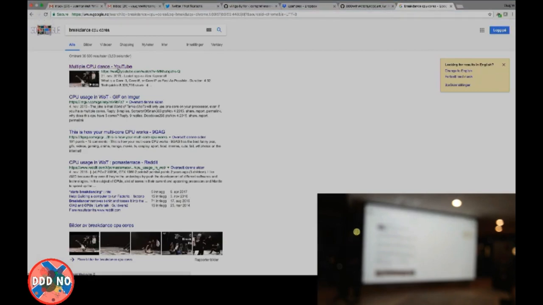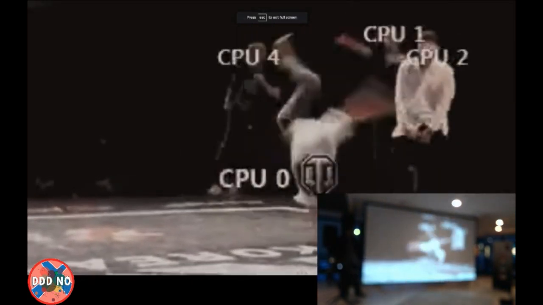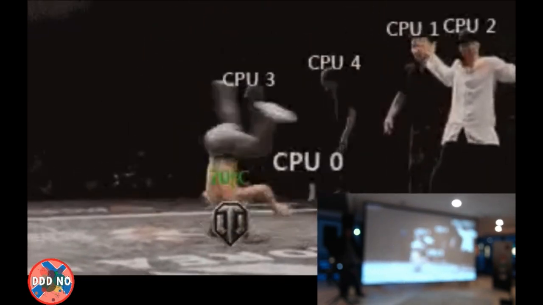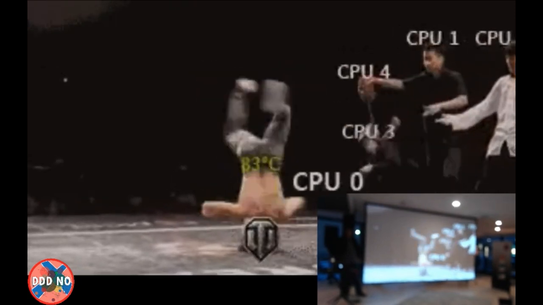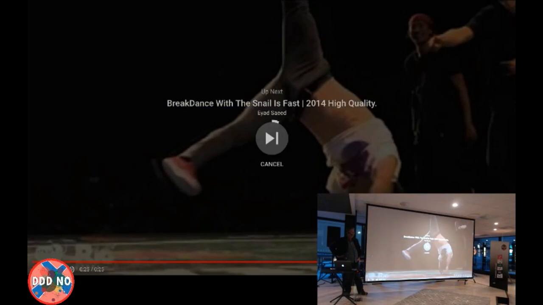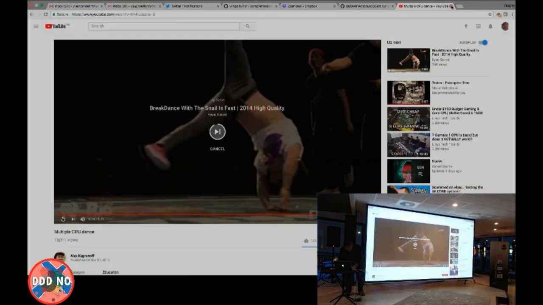Okay, now everybody ready for this? You gotta pay attention. This is a breakdancer representing a multi-core processor, right? Now look at this breakdancer. You know what that is? That's CPU zero. What are all the other CPUs doing? Right? Go, baby, go. Oh, no. Okay, so I think you get the idea.